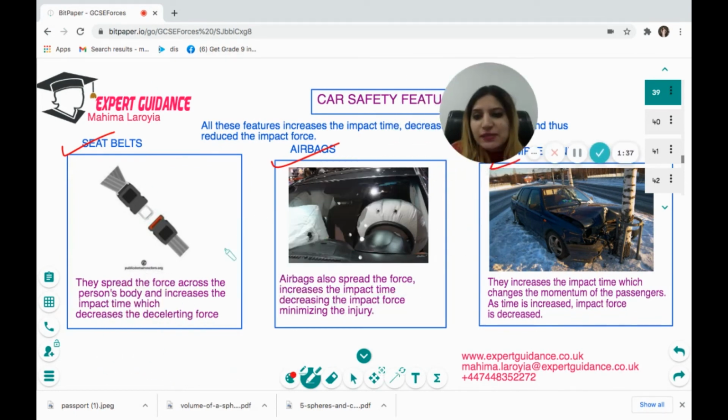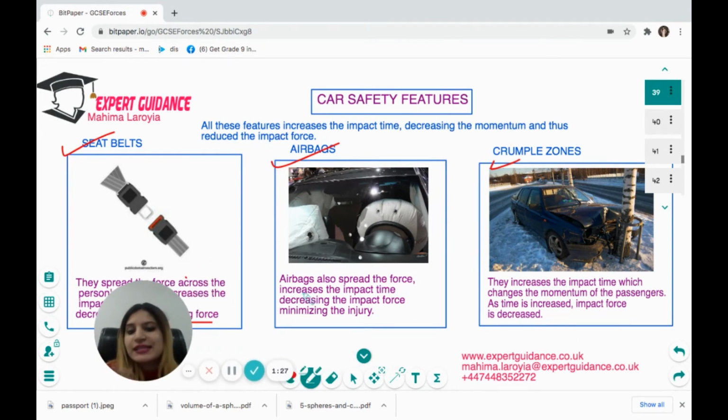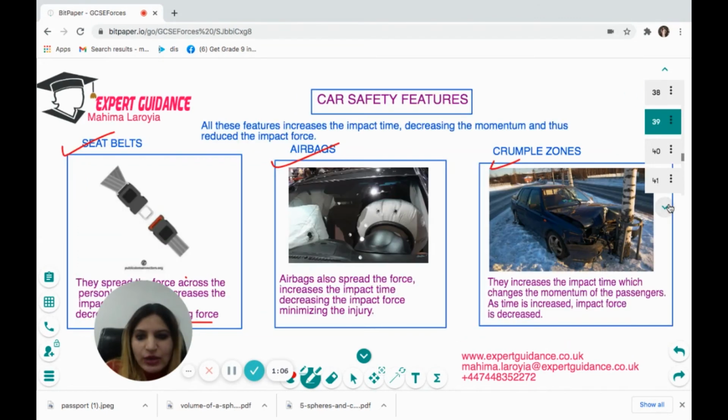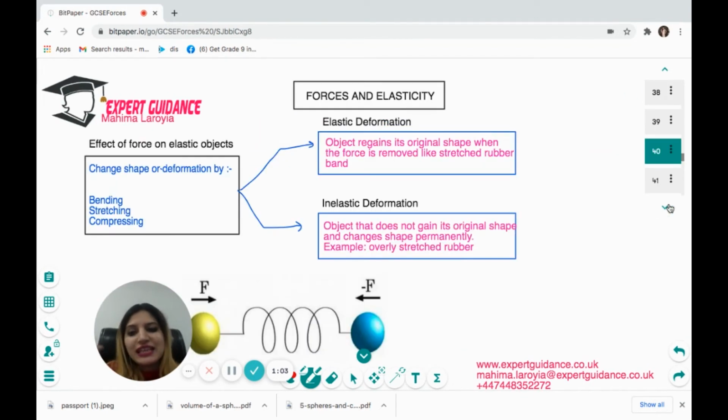When we wear seat belts, they spread the force across the person's body and increase the impact time, which decreases the decelerating force. The airbag also spreads the force, increases the impact time, and decreases the impact force, minimizing injuries. The crumple zone also increases the impact time, which changes the momentum of the passengers more slowly. As the time is increased, the impact force is decreased, because force is change in momentum over time. If you increase the time, the force will go down, and that will prevent you from getting injuries.